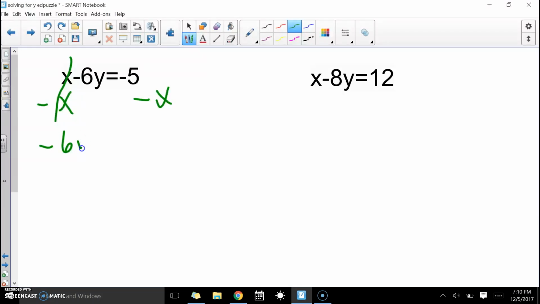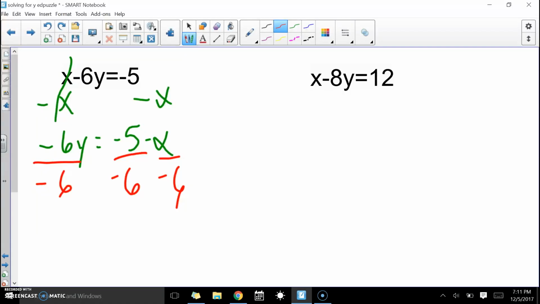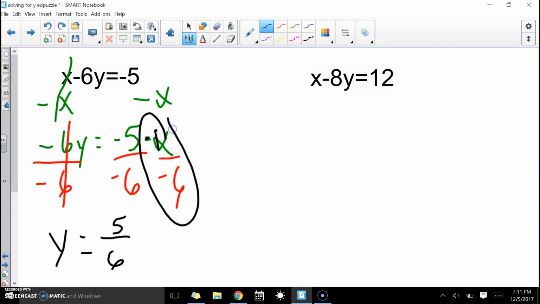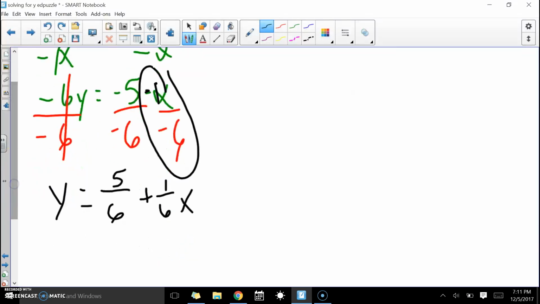I'm left with negative 6y equals negative 5 minus x. I'm going to divide by negative 6. This cancels out. I'm now left with y equals negative 5 divided by negative 6, which turns into positive 5 over 6. And this negative 1 right here divided by negative 6 is going to give me positive 1 over 6x. My m is equal to 1 over 6, and my b is equal to 5 over 6.